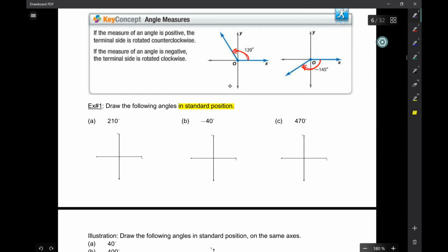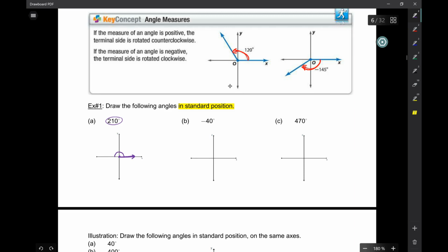All right, the first one we're going to draw is an angle of 210 degrees. Okay, so we start, because it's in standard position, with the vertex at the origin and the initial side aligned with the x-axis. Now I've got an angle of 0 degrees. Okay, I need 210 degrees. So I start rotating upwards, or counterclockwise, and now I have 90, 180, and now I need 210, so I need to go about 30 more.